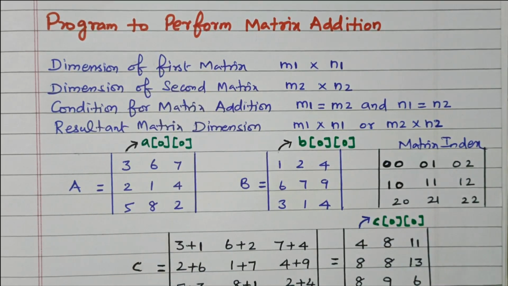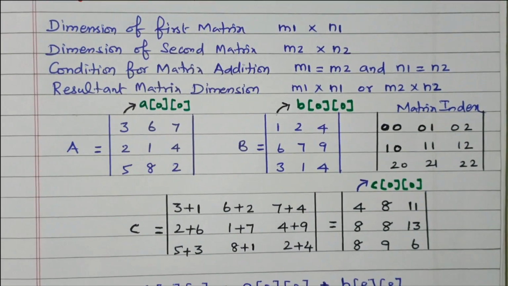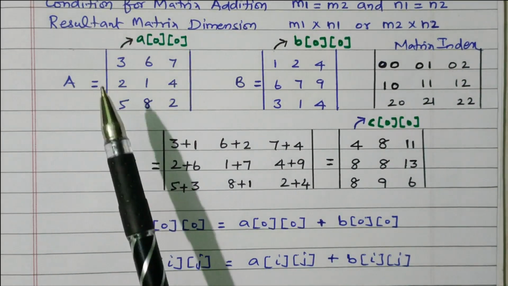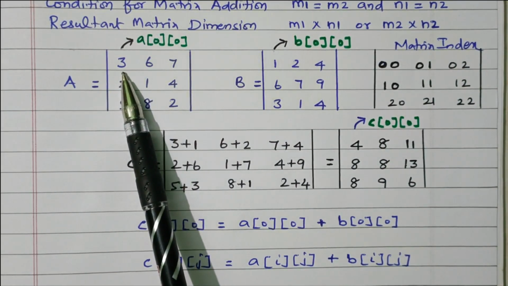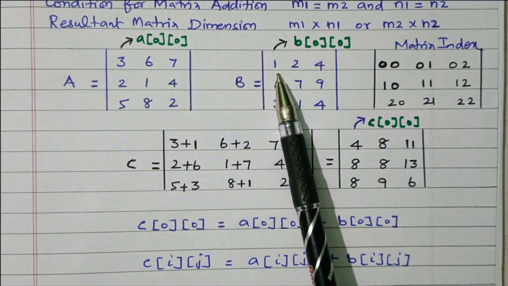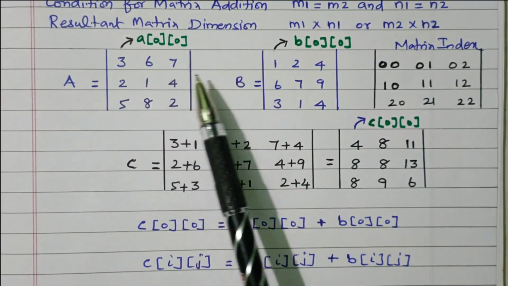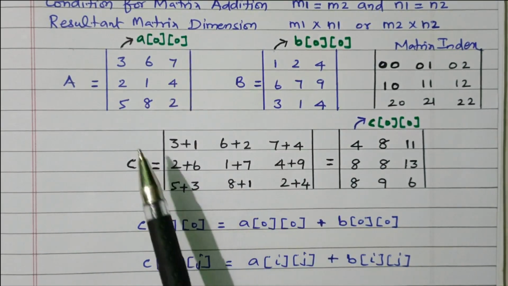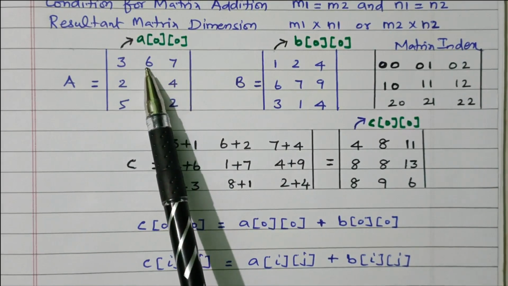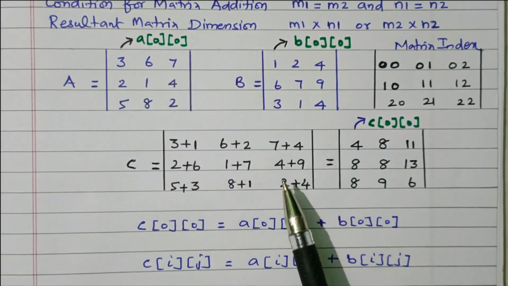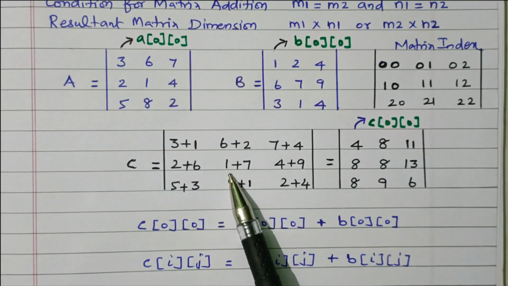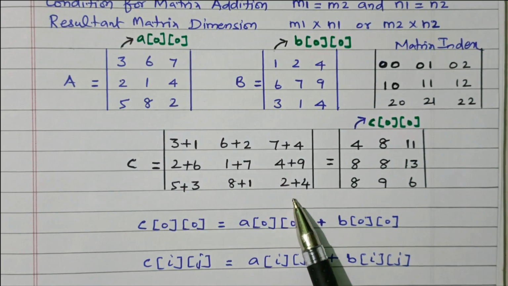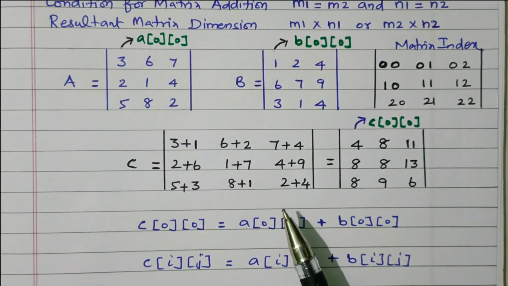We need to add the first matrix and the second matrix, right? What is the procedure for matrix addition? The first element, A of 0, 0, should be added with B of 0, 0. A of 0, 1 should be added with B of 0, 1. The corresponding elements are added together. That is 3 plus 1, 6 plus 2, 7 plus 4, then 2 plus 6, 1 plus 7, 4 plus 9, 5 plus 3, 8 plus 1 and 2 plus 4, right? The corresponding locations are added.